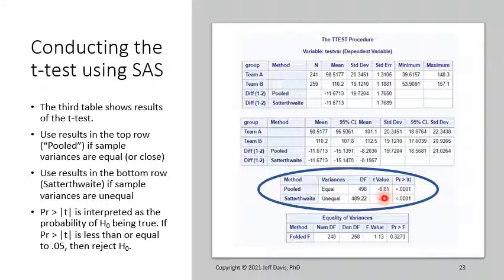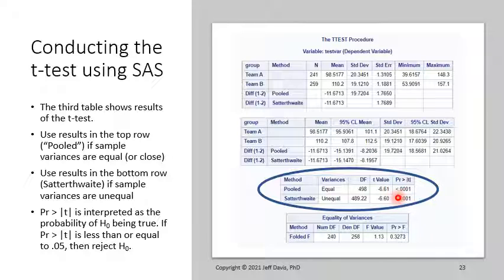The t-value is negative 6.61, and again, we use that same equation for t that we covered a few slides back. The probability of the null being true is very small, like 0.0001. So if we want to reject the null, that these two groups are the same. Remember that the null hypothesis states that the two groups are the same.